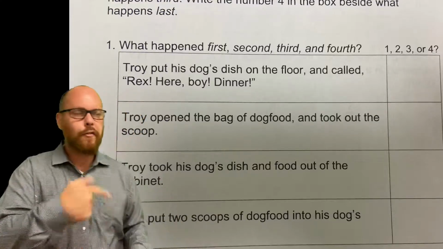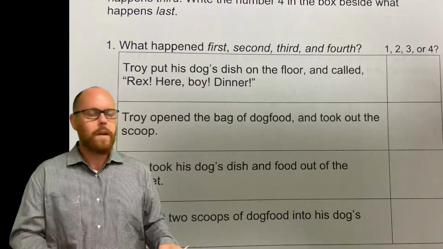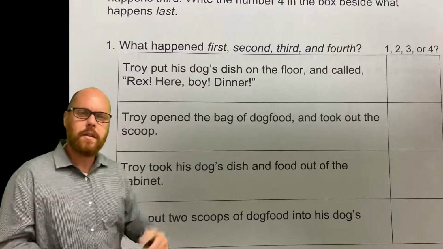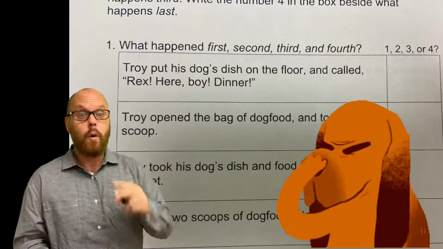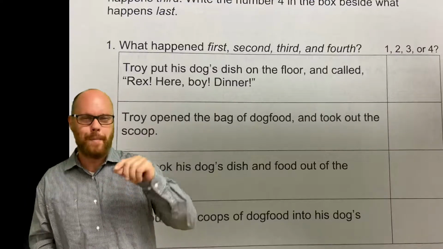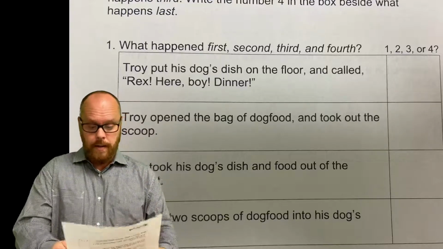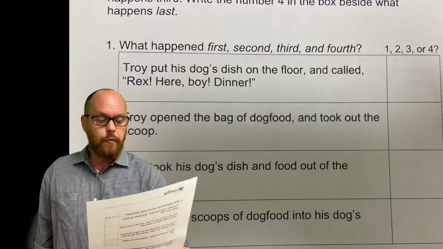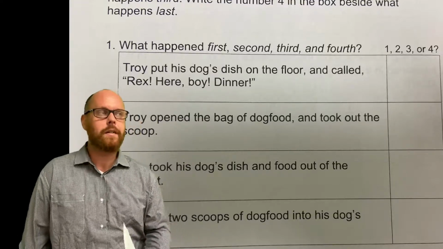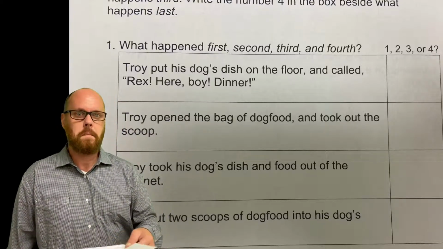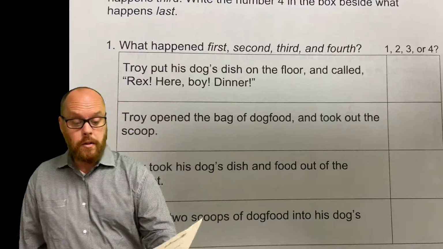Wait a minute. The first event was the dinner was already ready, wasn't it? And in this event, Troy is just opening the dog food. Can Rex's food be ready if it's not out of the bag yet? No. So already looking at these 2 events, we know which one happens first and which one happens after, don't we? But let's continue because we have 2 more events. Troy took his dog's dish and food out of the cabinet. Well, he can't open the bag if he doesn't have it out of the cabinet. Interesting. And the final? Troy put 2 scoops of dog food into his dog's dish.